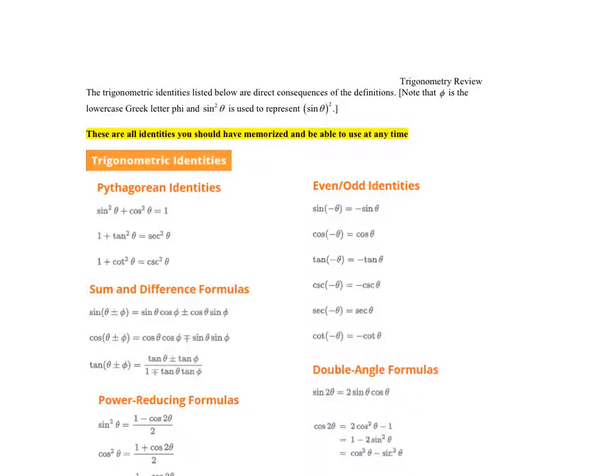And these are all things that you should have memorized. I'm not going to lie, most of you won't have all of these memorized, but there are certainly some of them that you absolutely need to know.